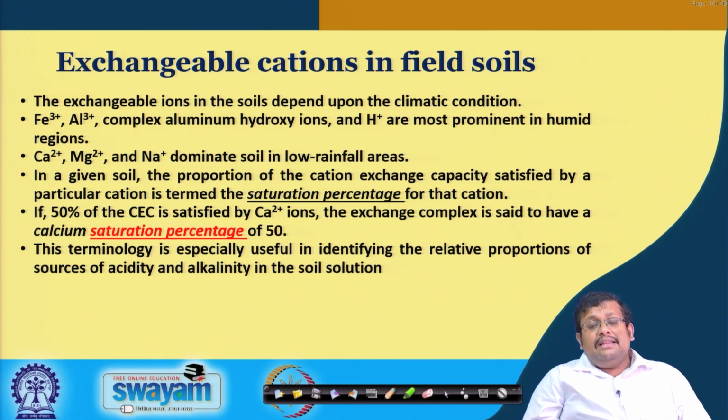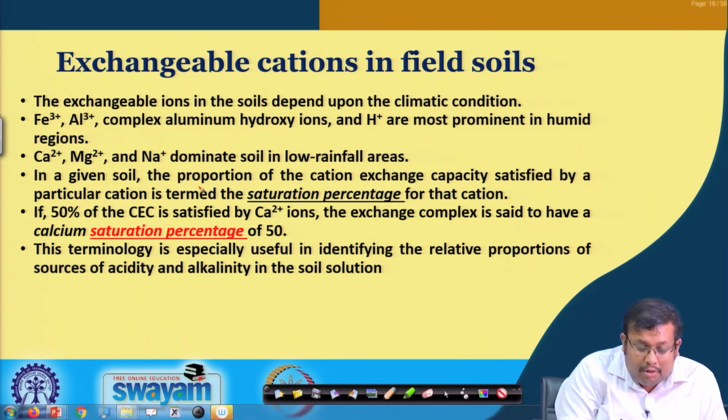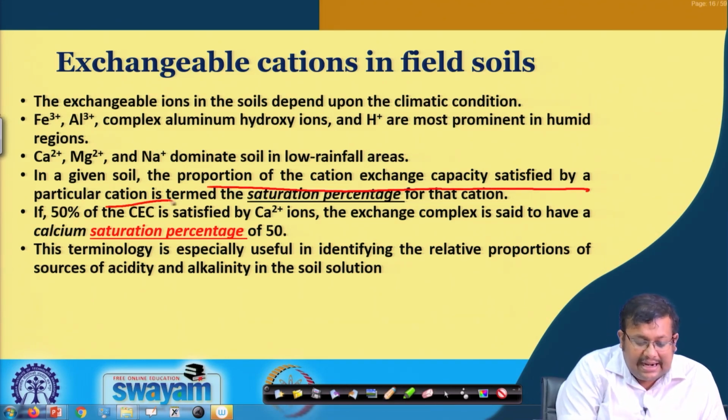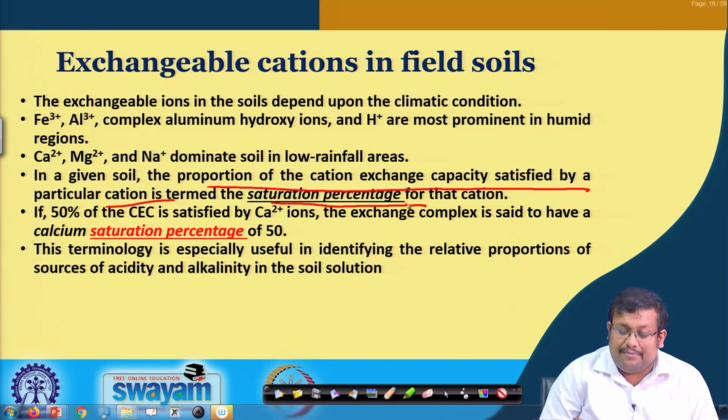So, in the highly weathered soil and warm and humid climate, you will see the dominance of iron aluminum, complex aluminum hydroxy ions and protons. And in low rainfall areas, or arid and semi-arid region, we will see the dominance of calcium, magnesium and sodium. In a given soil, the proportion of the cation exchange capacity satisfied by a particular cation is termed the saturation percentage for that cation. This is a very important term.